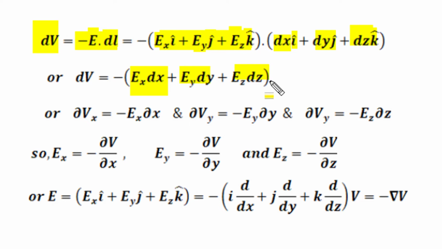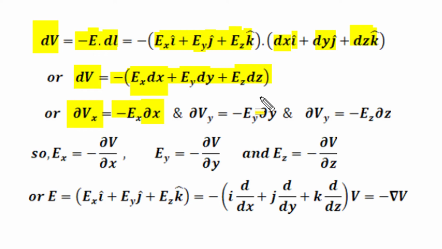Similarly Ez dz, and the total amount of work done in an elemental displacement is dV, given by this dot product, which results with a negative sign. Now if the displacement is partial only along the x direction, dy and dz are 0, then the partial change in potential is only due to the electric field along the x direction.